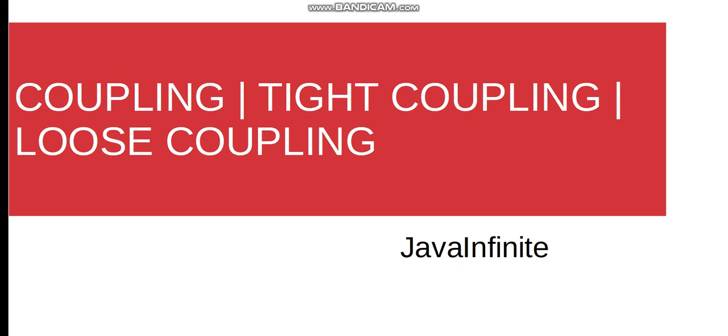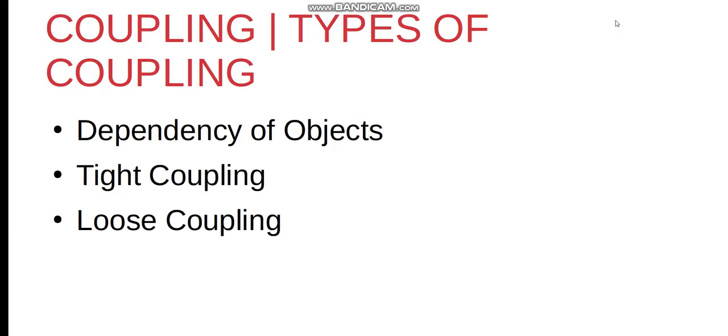Hi all, in this video let us see what is coupling, what are the types of coupling with example. So what is a coupling? The usage of one object by another object is known as coupling. It's basically the dependency of objects. One object used by another, then these both objects are said to be coupled.